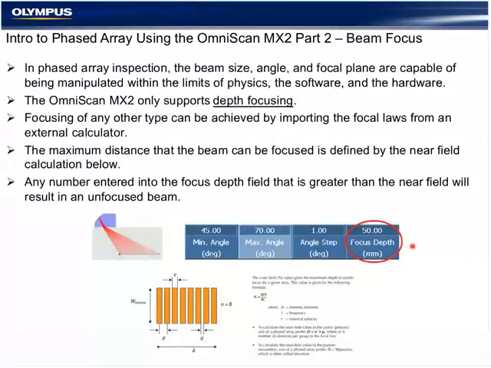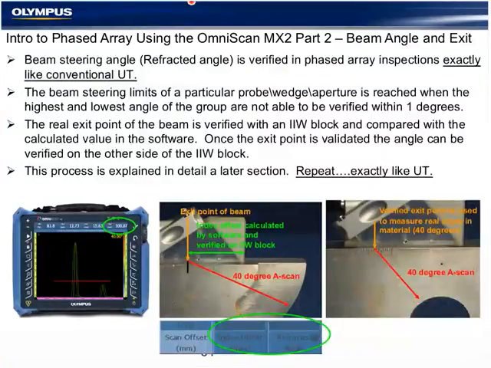This focal depth is limited to the mathematical near field of the probe and wedge, which is available in the NDT-S setup builder or typical beam plotters like the ES beam tool as well. The beam exit and beam angle: how do you know if what you are asking from the software is really what is reflected in the material that you're inspecting?